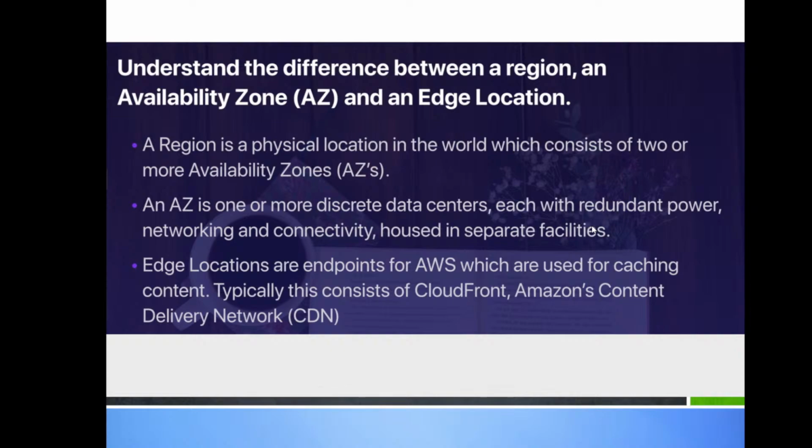Edge locations are endpoints for AWS which are used for caching content. They typically consist of CloudFront, the Amazon Content Delivery Network, CDN, which we are going to cover in future. So this is a different entity than AZs.